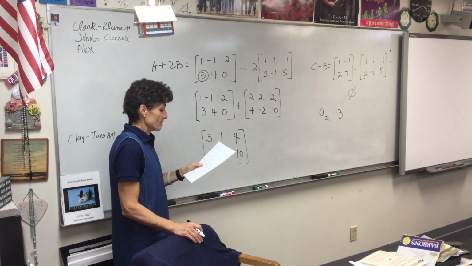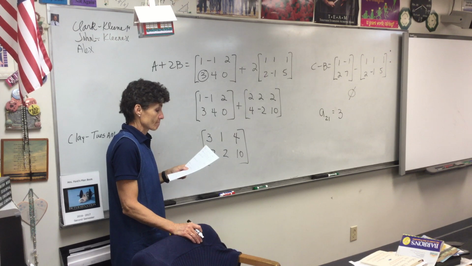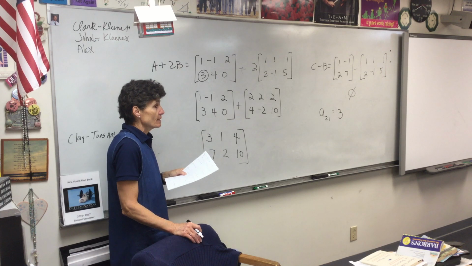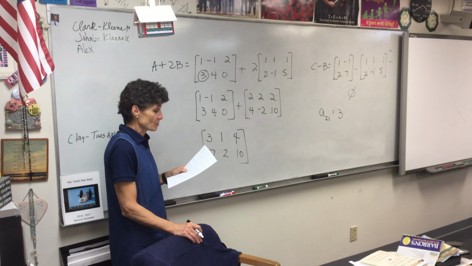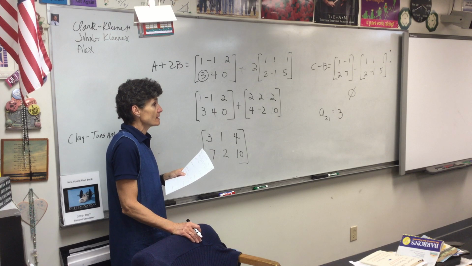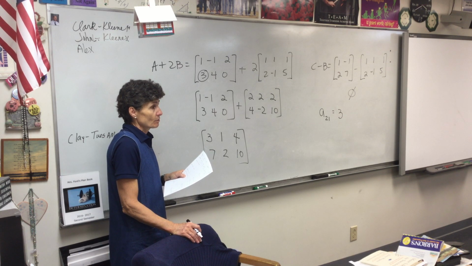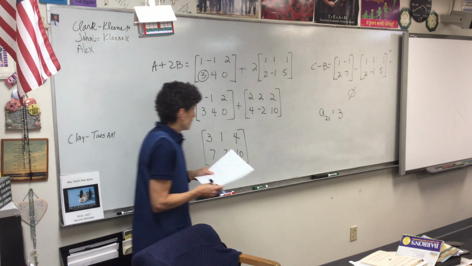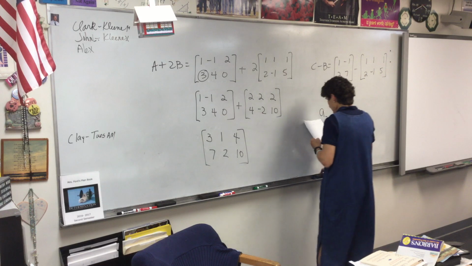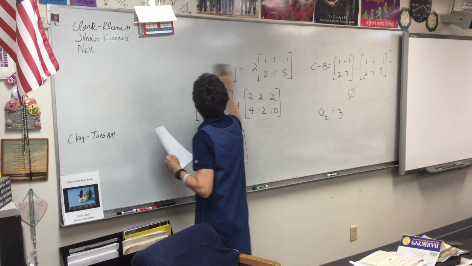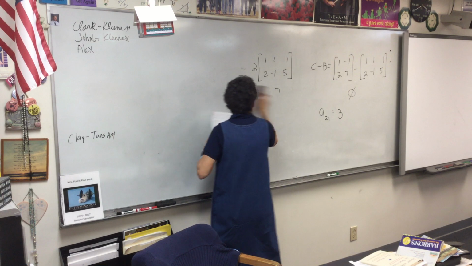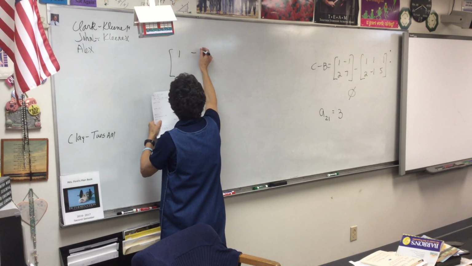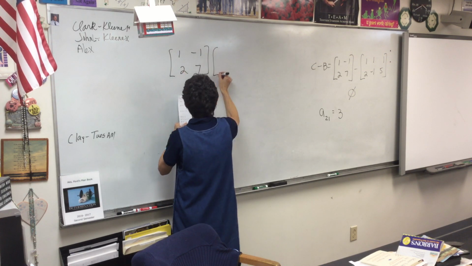What are the dimensions of matrix B? 2 by 3. That's a 2 by 3 matrix. B is a 2 by 3 because it has 2 rows and 3 columns, right? So B is a 2 by 3. All right, now we're going to multiply C times A. So C times A.